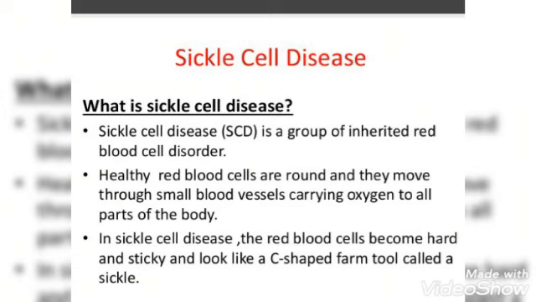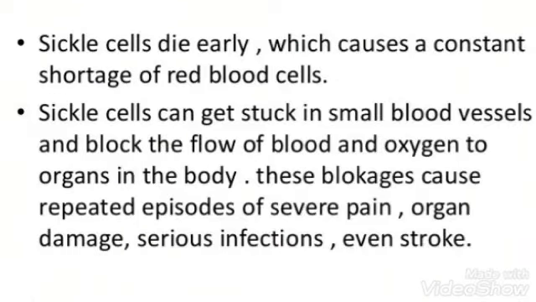Healthy red blood cells are round and they move through small blood vessels carrying oxygen to all parts of the body. In sickle cell disease, the red blood cells become hard and sticky and look like a C-shaped farm tool called a sickle. Sickle cells die early, which causes a constant shortage of red blood cells. Sickle cells can get stuck in small blood vessels and block the flow of blood and oxygen to organs in the body. These blockages cause repeated episodes of severe pain, organ damage, serious infections, and even stroke.